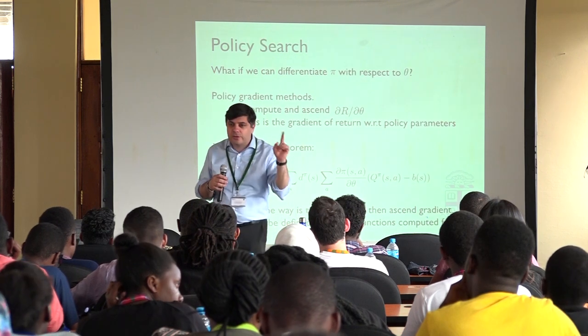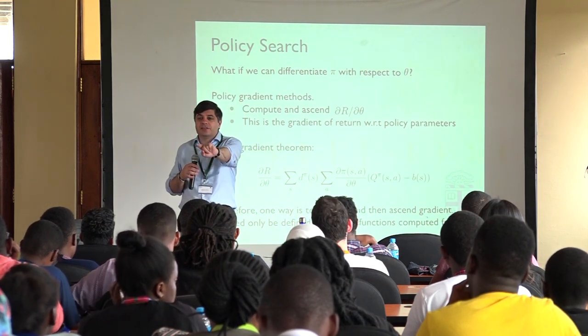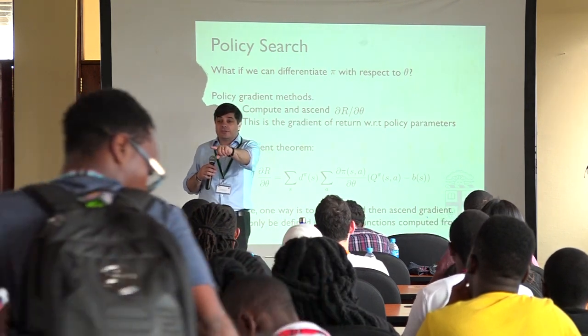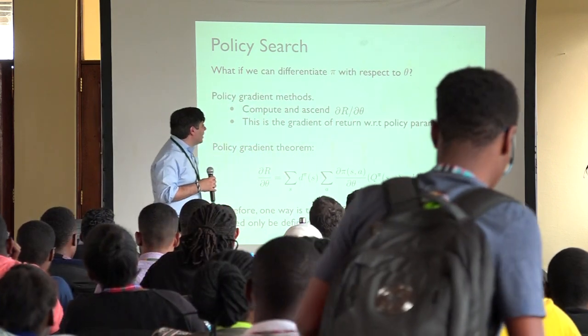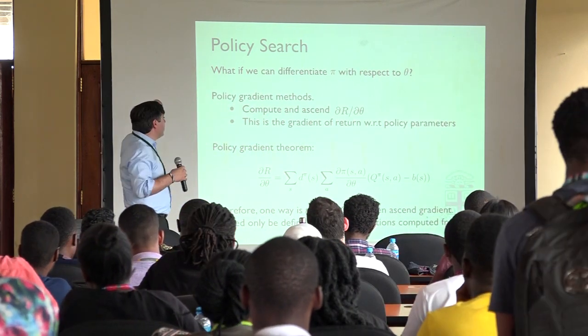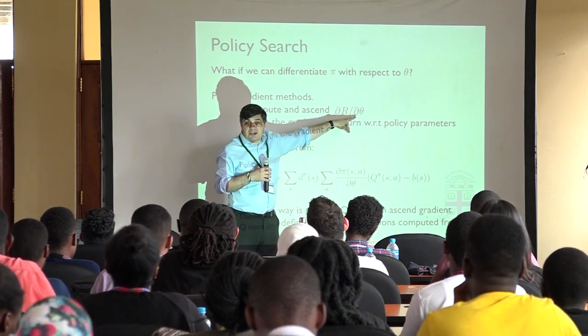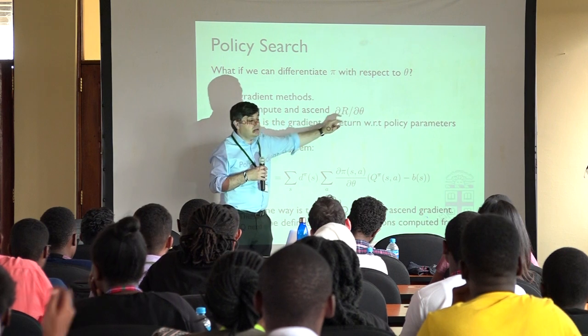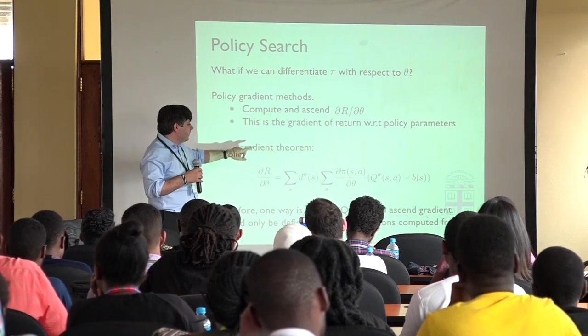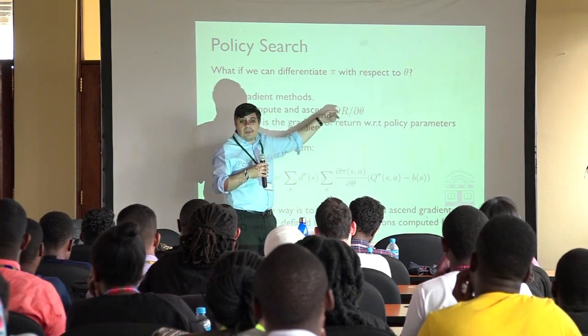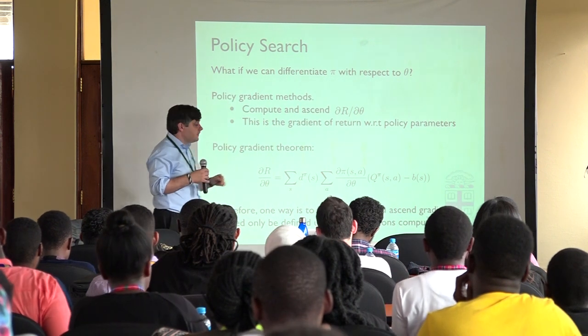Okay, the second algorithm that you might try is the one that was raised in the beginning. It's gradient descent, right? Well, gradient ascent here. So how can we apply that in policy search land? Well, the idea is that we want to compute the derivative of the return with respect to theta. These are the parameters in the policy. Okay, so this is the thing that we want to do. If we can compute this, we can just ascend it.